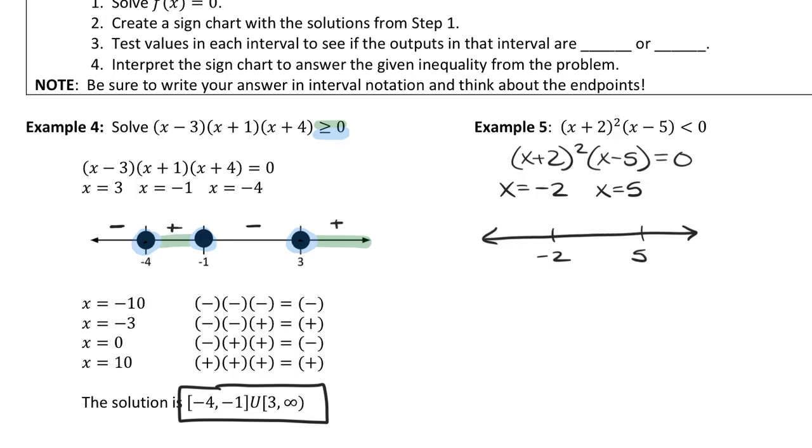I need to pick 3 numbers. How do I know 3 numbers? There's 3 sections made up here.